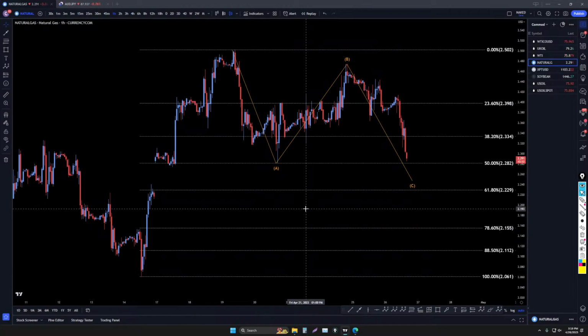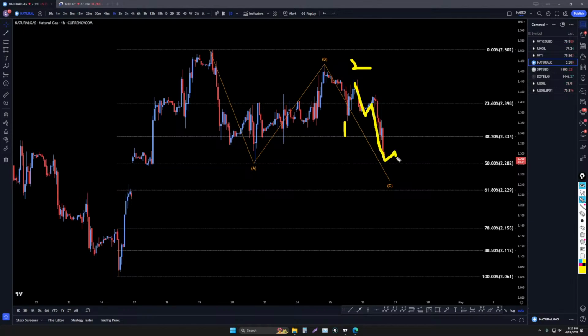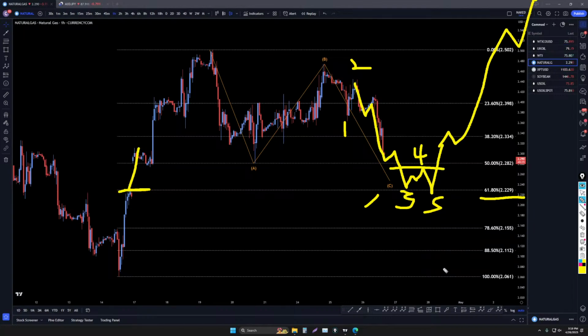Let's go down here. Let's see, what do we got so far? We definitely got what looks like a 1, 2, maybe a 1, 2, 3, 4, 5 type thing going on. I bet it's going to go down to the 61 and probably fill this gap right here, wouldn't it? It'd probably fill that gap at the 61%. That does make a lot of sense. Make a 1, 2, 3, 4, 5 of C. Make an impulsive move up, take out structure, and most likely just keep on trending up from there.